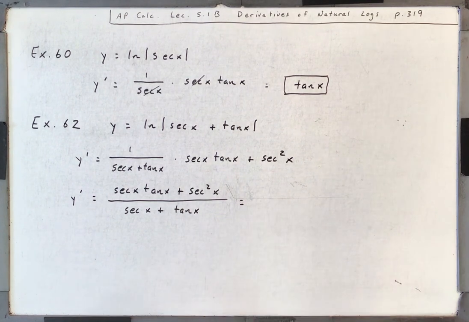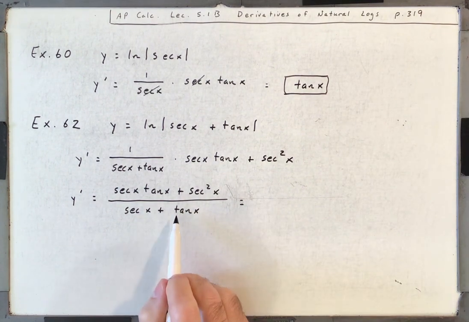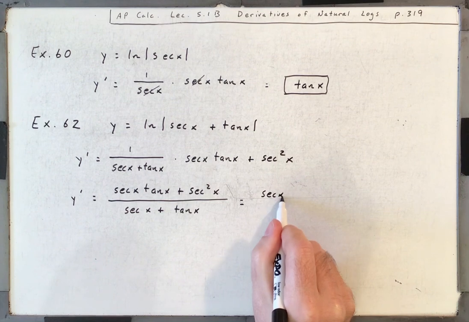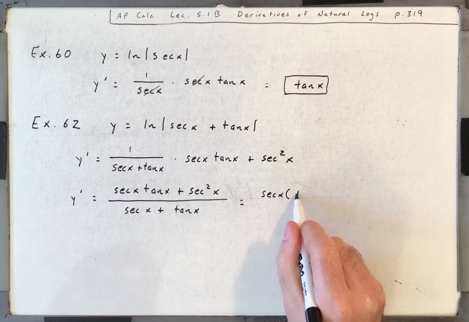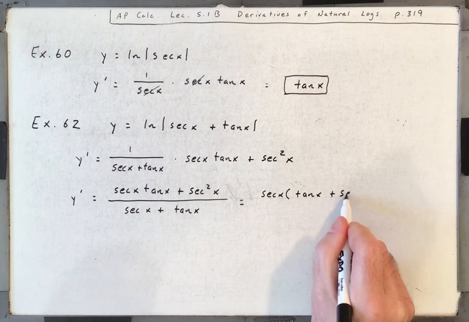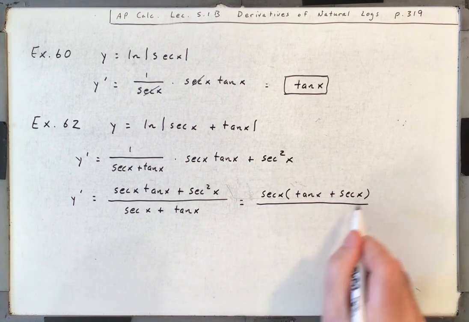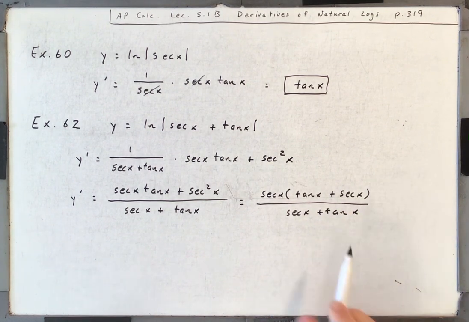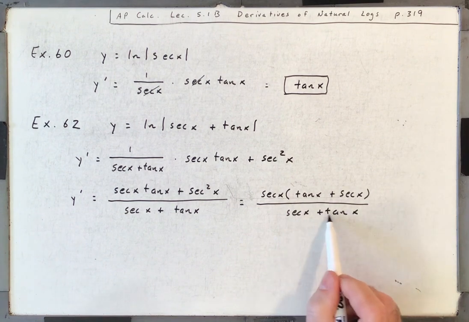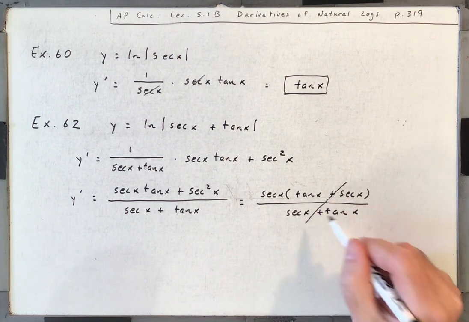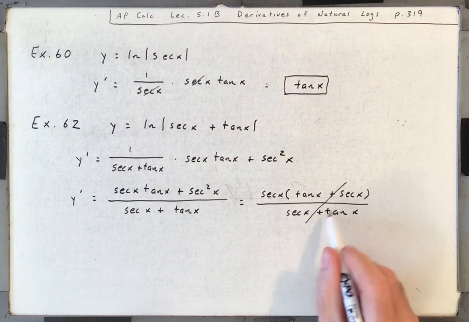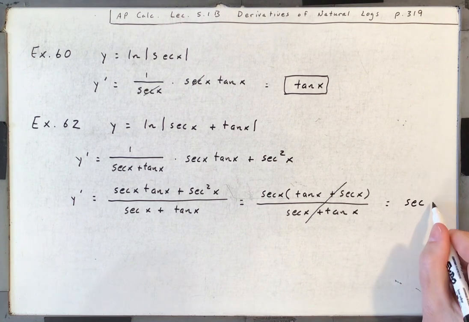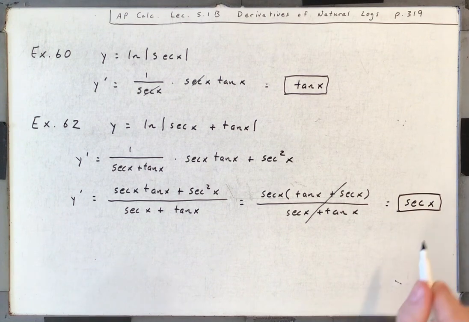Now, I want you to recognize that this is simplifiable. How about we factor out a secant x on top? If you do that, what you have left is tangent x plus secant x. And on bottom, we have secant x plus tangent x. Well, tangent x plus secant x and secant x plus tangent x, those cancel. They're the exact same thing. If one of them were minus, it wouldn't be. But they're plus, so they do. So we can simplify this bad boy right down to just secant x. That is so cool.